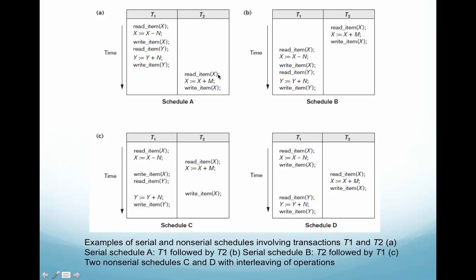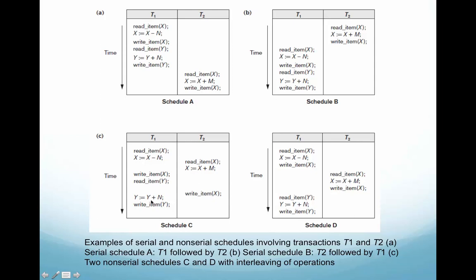So this figure here shows the different possible schedules. The first one is where all of the operations of T1 are executed first and then T2, and remember, these are serial schedules, so it's happening in a serial fashion. Now the second schedule is where T2 is executed first, followed by T1.